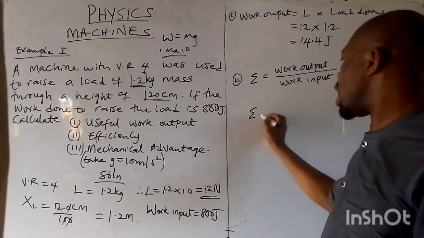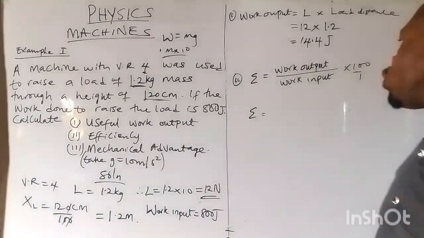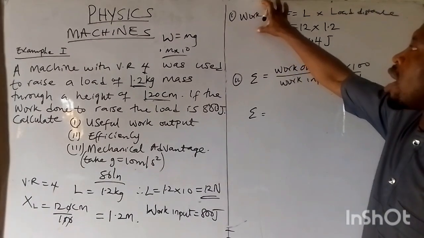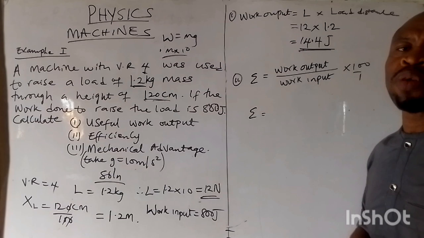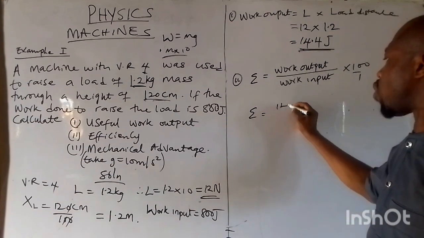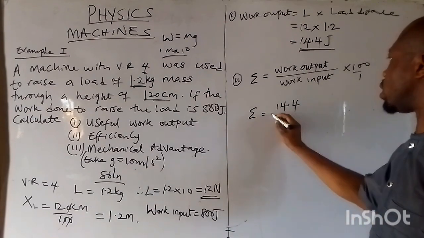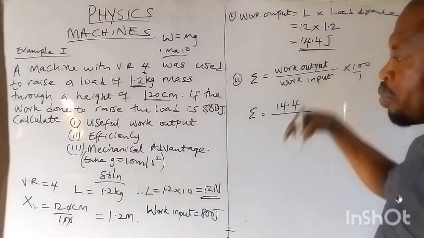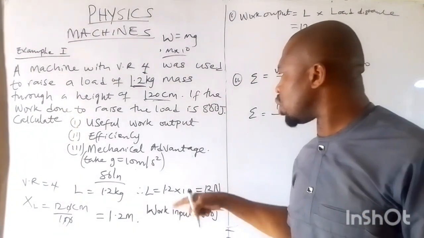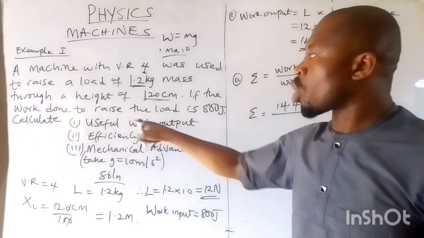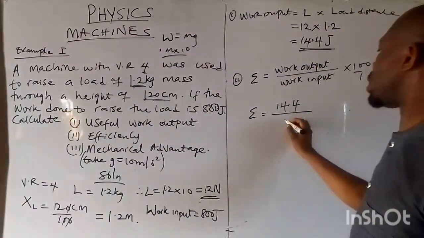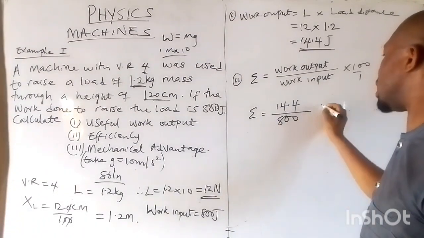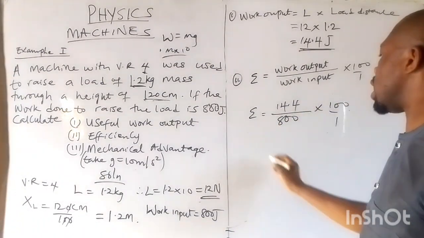The efficiency here is work output. Remember, we have done everything about our work outputs and it gave us 14.4. We put it here, 14.4 joules all over the work input, the work put into the machine. They said work done to raise the load. This is the work done to raise the load. It is 800 times 100 over 1.